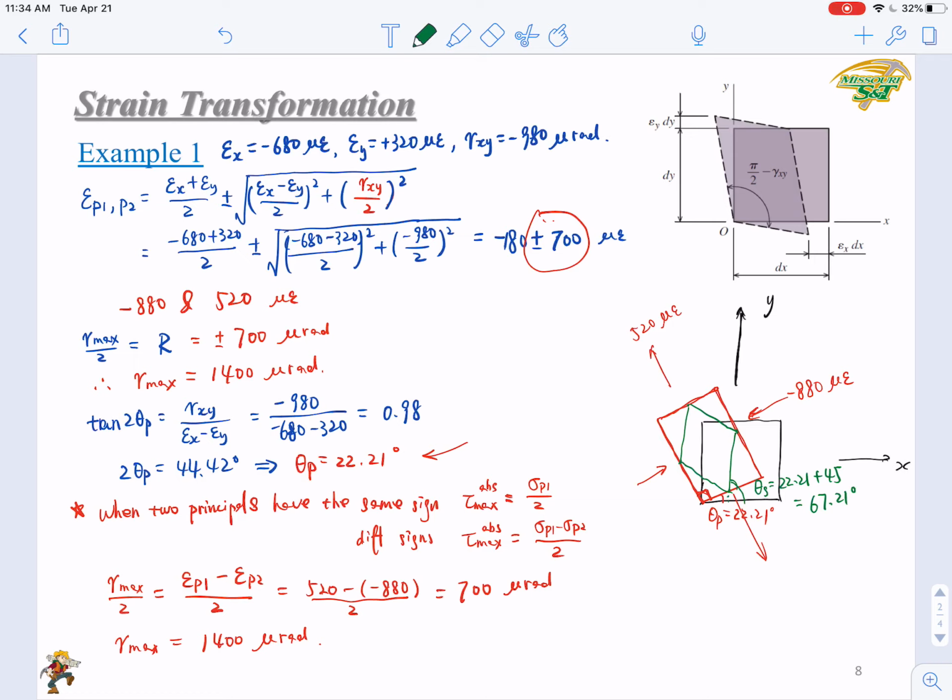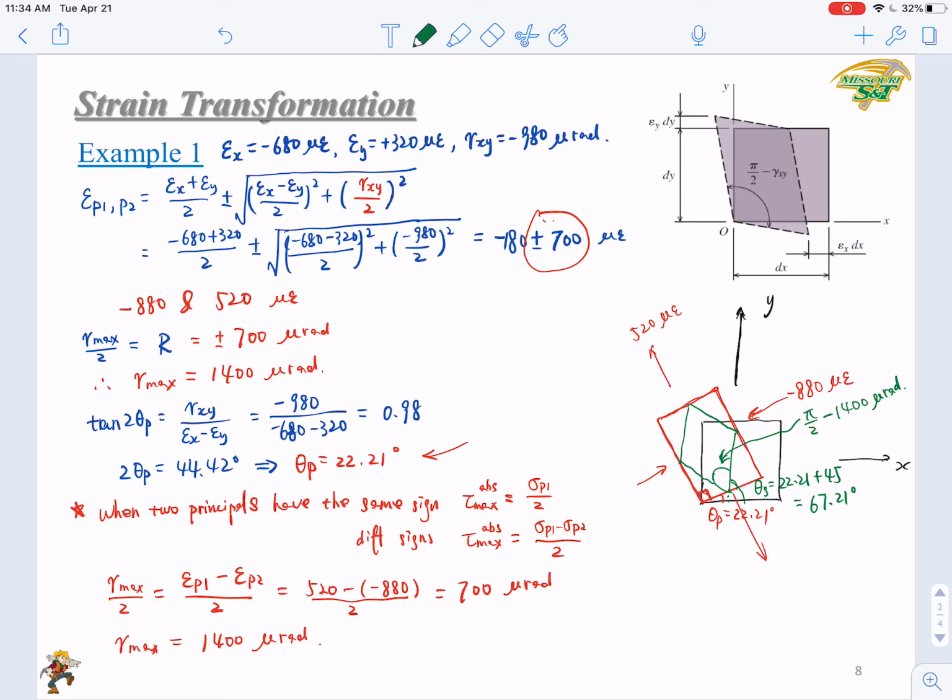So what is the angle here? The angle here will be smaller than pi over 2. That will be pi over 2 minus our maximum shear strain, that is 1,400 microradian. So that is the value of this angle.